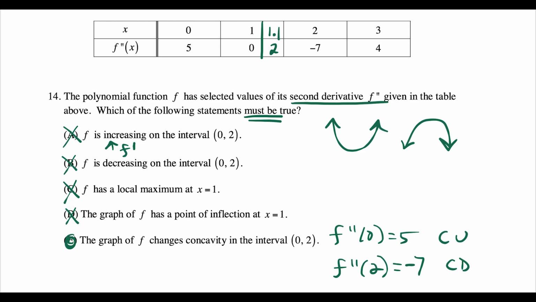Now at some point we would need to have a point of inflection. So let's say there was another value in the table, x equals 1.5 gives us another 0 of f double prime, and then finally we go from positive to negative in our second derivative. So we do have to have a point of inflection on the way from 0 to 2, but it doesn't necessarily have to occur at x equals 1. So that's why this one, once again, is a tempting answer choice, but it's possible that it's not true.